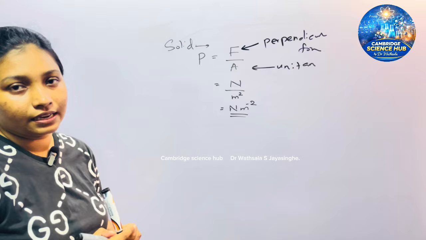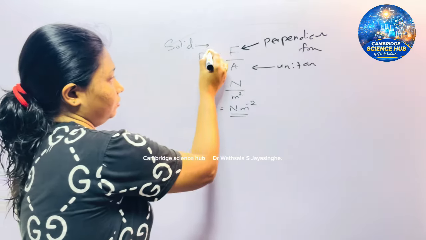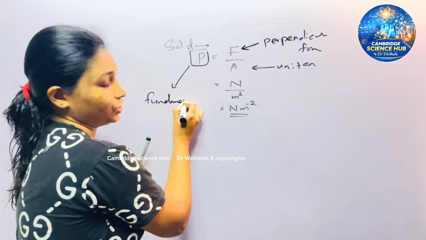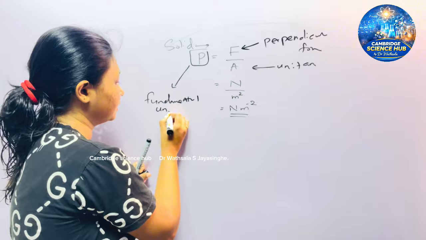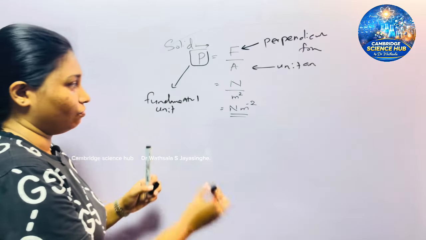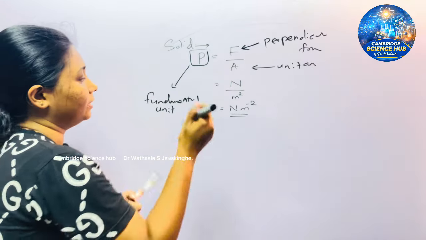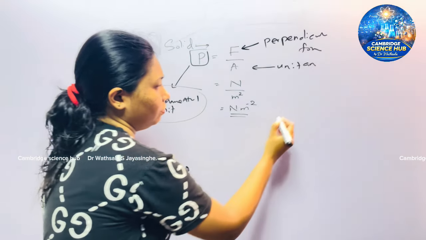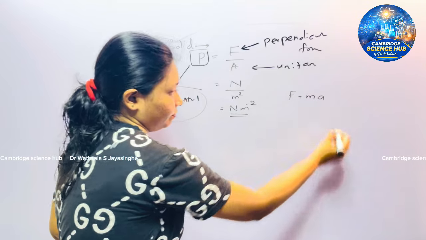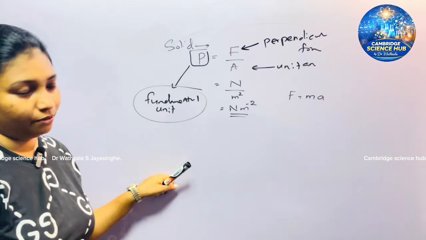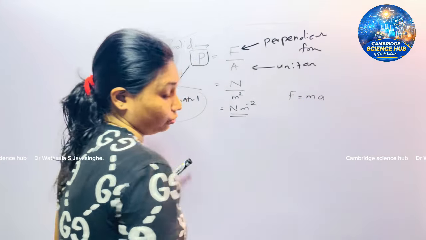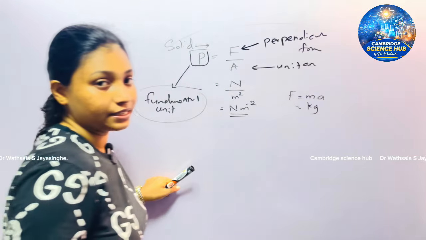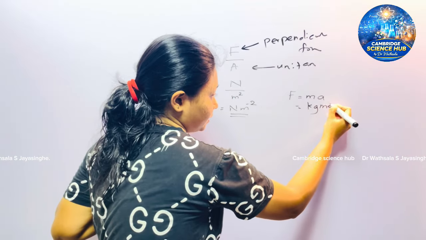Sometimes they can ask, find the pressure in fundamental units. Okay, especially in the Cambridge syllabus, they can ask, find the pressure in fundamental units. What does it mean as fundamental? Fundamental means the basic units. Okay, now we know force is equal to ma. That also you have studied in another chapter. According to Newton's law, force is equal to ma. m means mass measured in kilograms. a is acceleration measured in m s^-2.